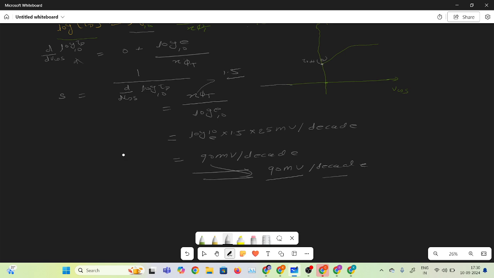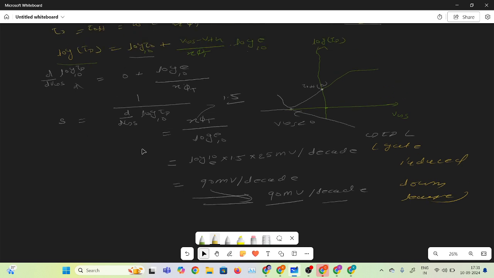And if the VGS goes down, if VGS goes less than 0, then what happens? Up to some point the current will decrease, then after some time it will go up like that. That point is called GIDL, that is the gate induced drain leakage.